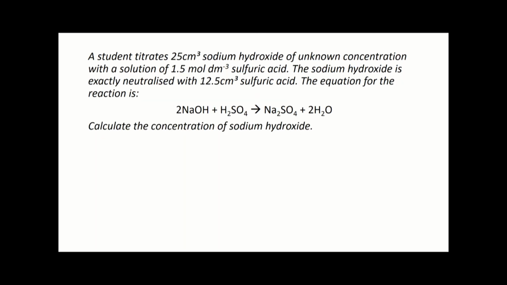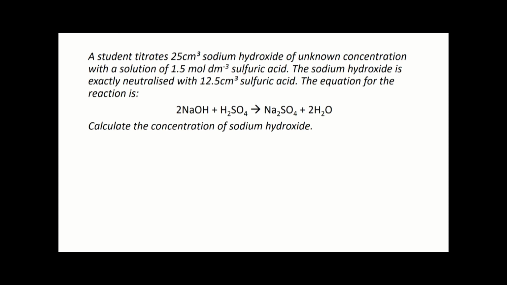It can get a bit more difficult than that. So if we have a look at a different question, okay, we've titrated 25 centimeters cubed of sodium hydroxide. This time the sodium hydroxide is of an unknown concentration, and we've got 1.5 moles per decimeter cubed of sulfuric acid. The sodium hydroxide is exactly neutralized when 12.5 centimeters cubed of sulfuric acid is used, and we've got our equation here. And we're asked to do the same thing. We're calculating the unknown concentration, in this case, of the sodium hydroxide.